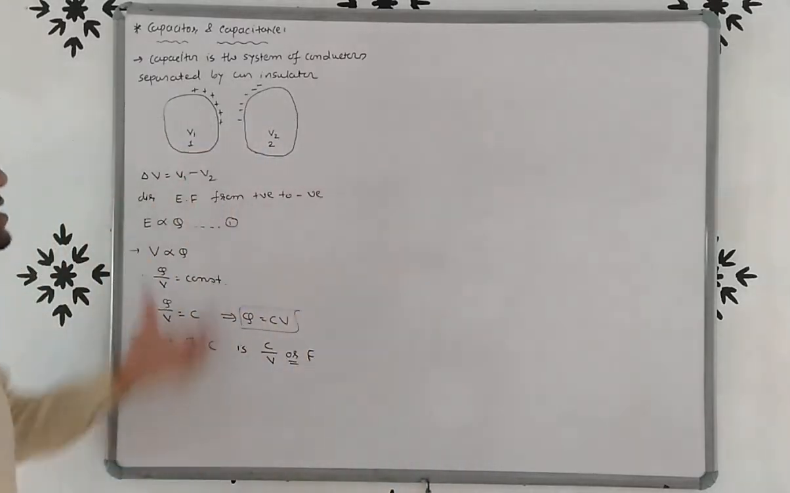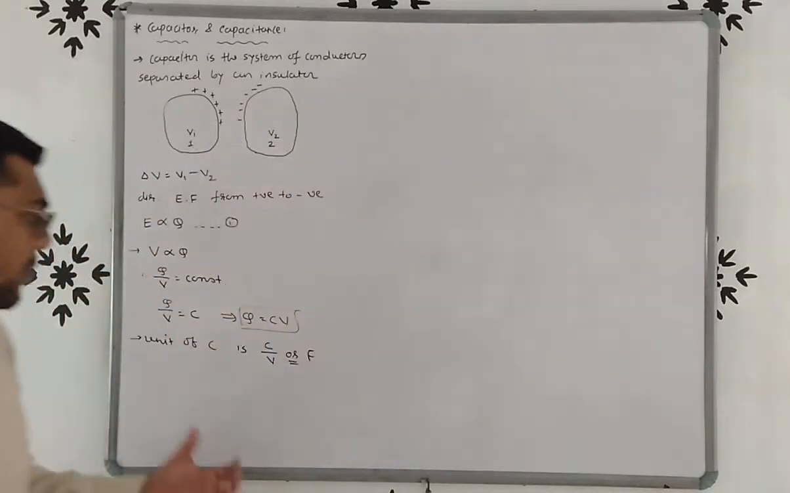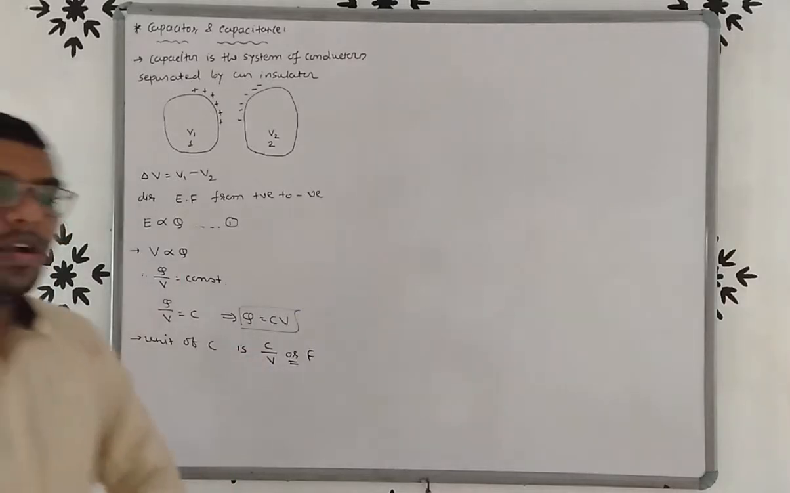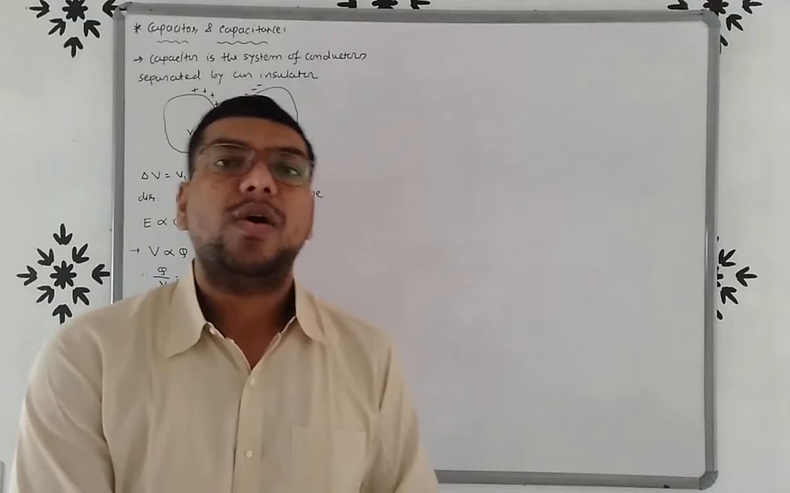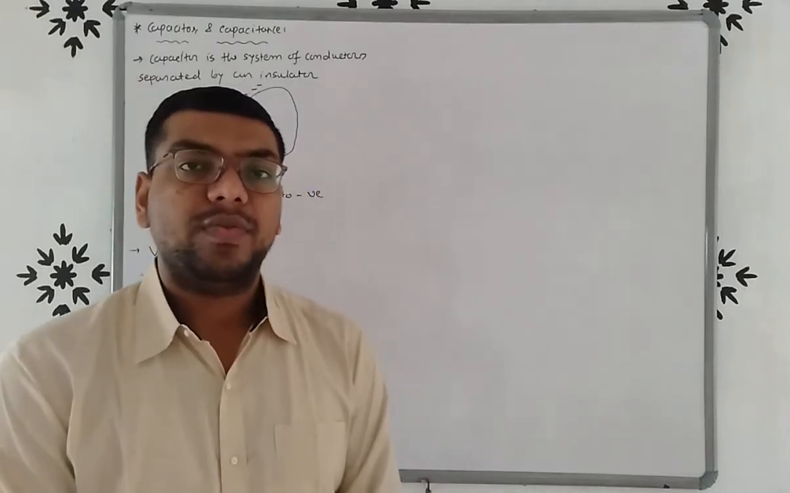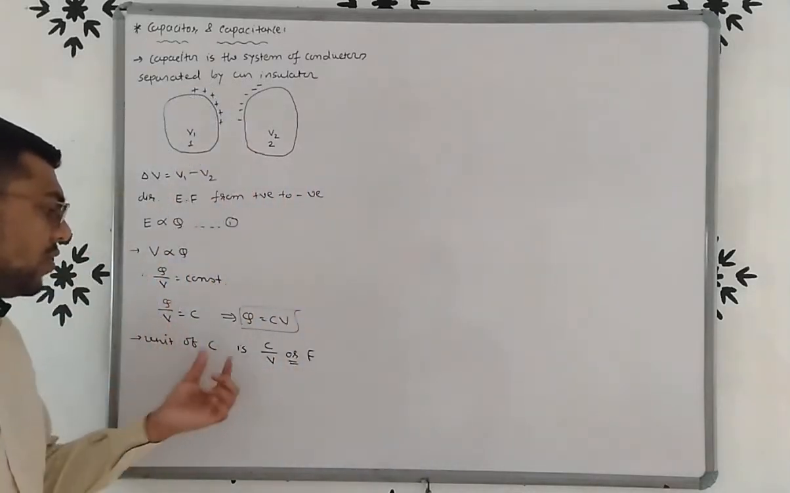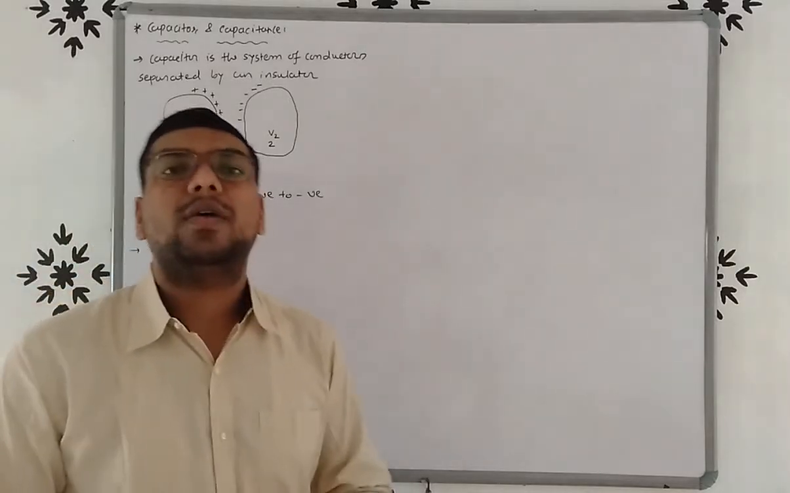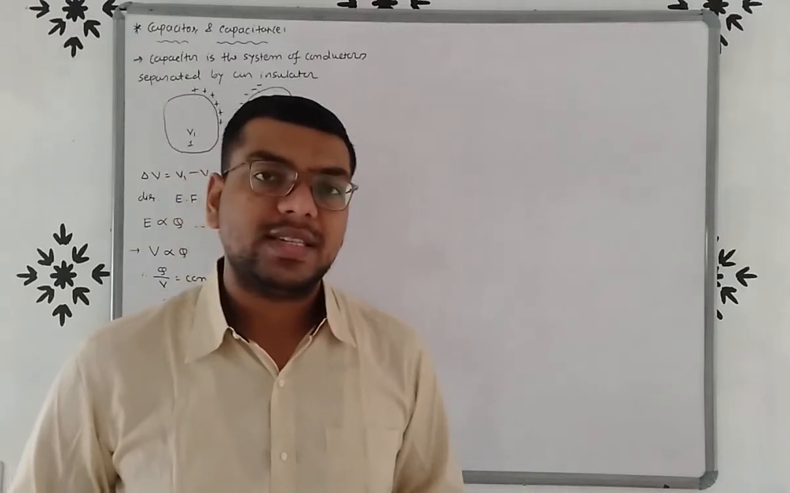So this is about the capacitor. And from the unit of this capacitance, C by V, coulomb per volt, you can easily derive the dimensional formula of capacitance. With the help of this formula, C is equal to Q by V, or the unit of capacitance, coulomb per volt, you can easily derive the dimensional formula of capacitance.